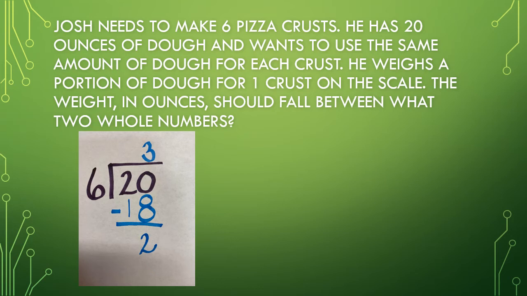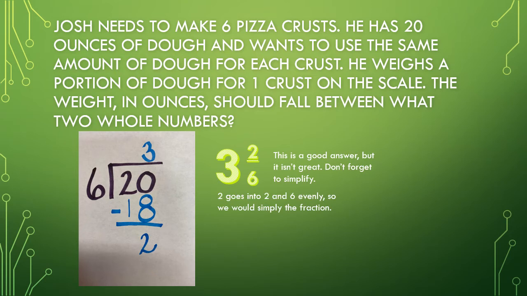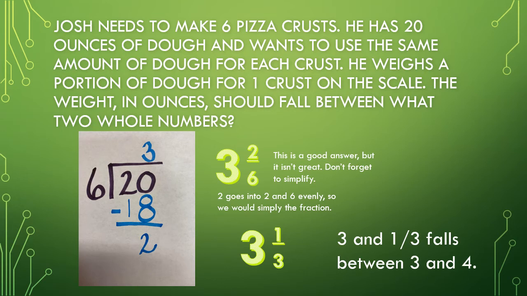That would make the exact answer 3 and 2/6. 2 becomes my new numerator and my denominator stays the same. This is a good answer, but it isn't great. Don't forget to simplify. 2 goes into 2 and 6 evenly, so we would simplify that fraction by dividing by 2. The fraction then becomes 3 and 1/3. 3 and 1/3 falls between 3 and 4.